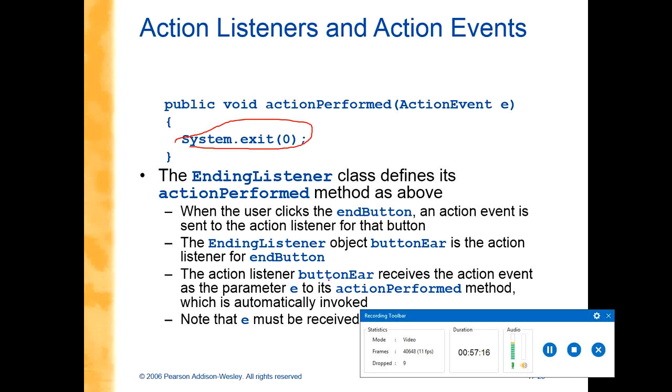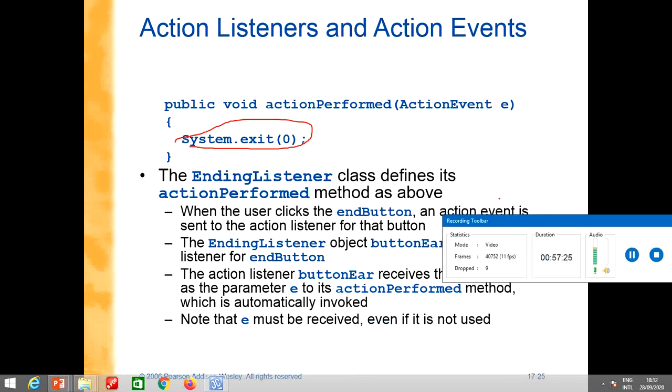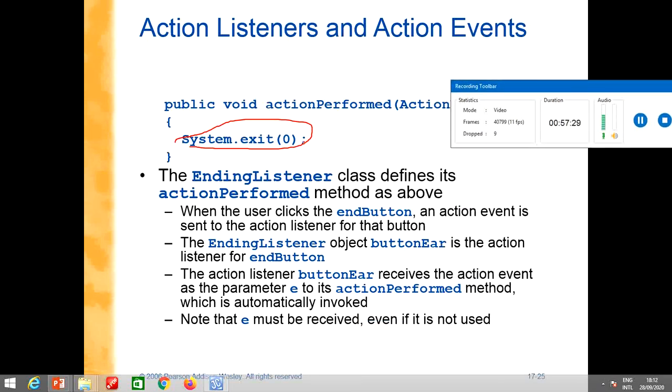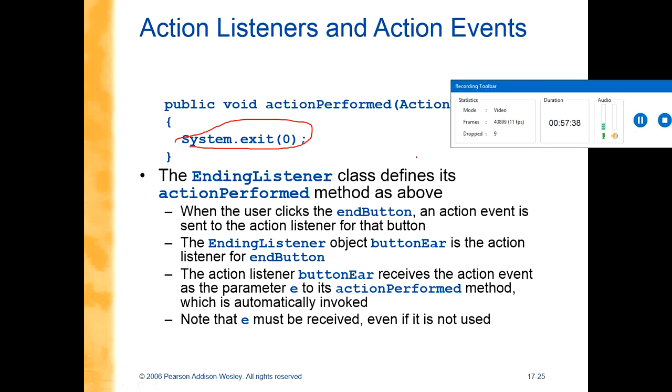The action listener button here receives the action event as the parameter E to its action performed, which is automatically invoked, and E must be received even if it is not used. Now let's understand all these events according to our program, since I changed the name of the classes.